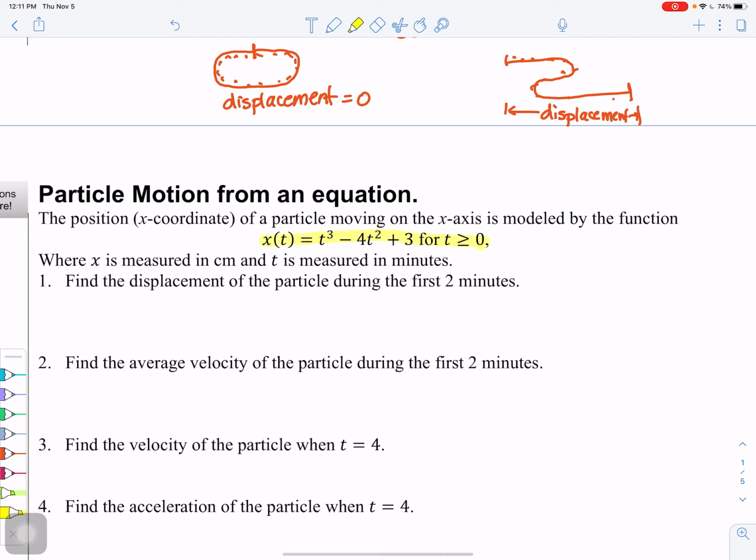And look at that numerator. Do you see that this numerator is the same thing as displacement? So the numerator of average velocity happens to be the displacement over that interval. So we can just write negative 8 over 2. And we end up with negative 4 centimeters per minute.